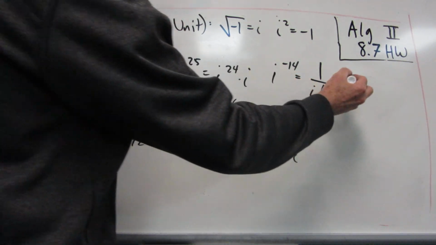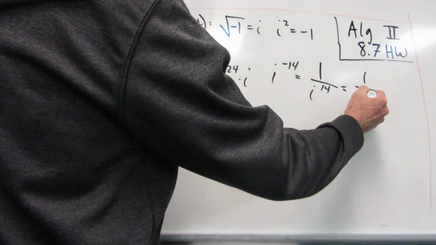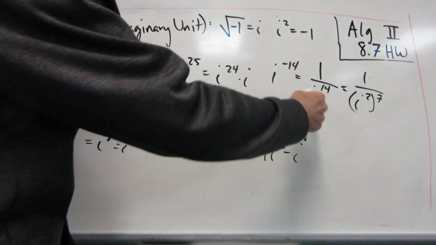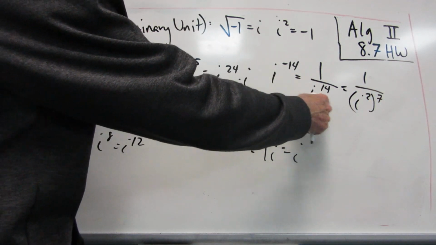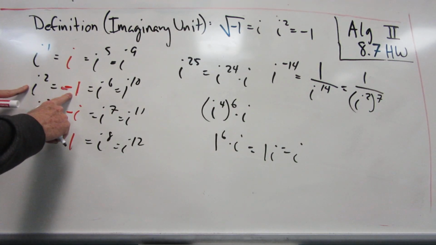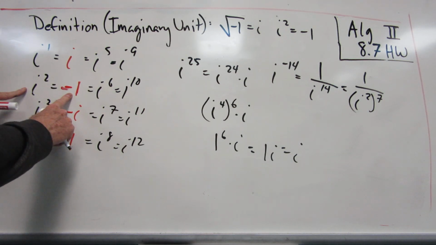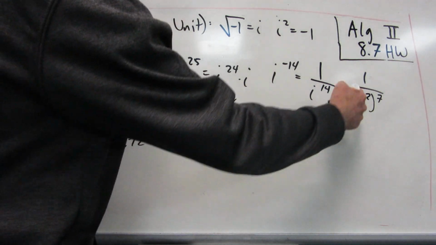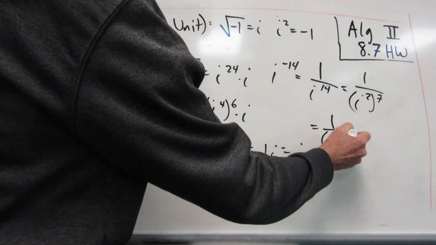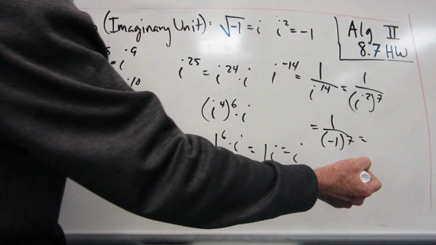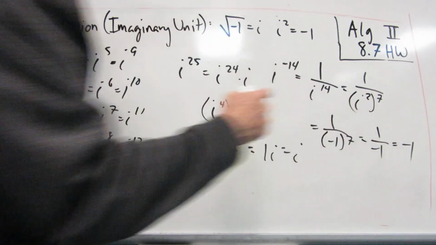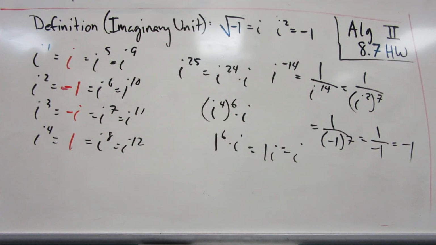So if I looked at this, well, 1 over, if I had i squared raised to the 7th power, that's i to the 14th. That's what that is. But i squared has a numeric value to it. So if I do that, I would have 1 over negative 1 to the 7th power. Negative 1 to the 7th power is going to be negative 1. So this would simplify down to negative 1.